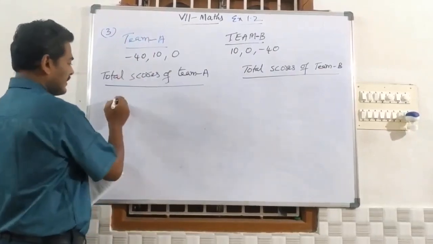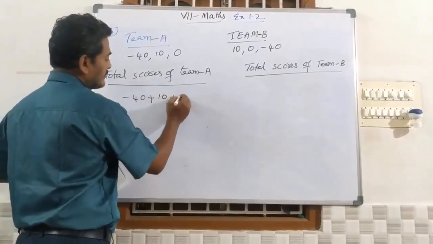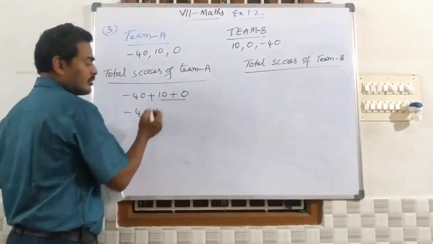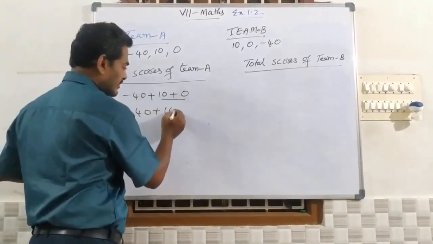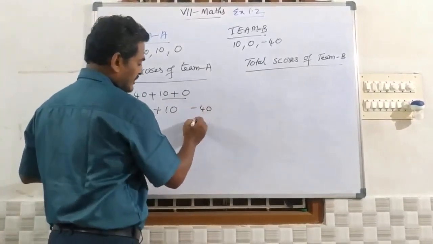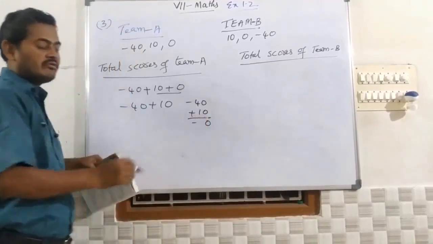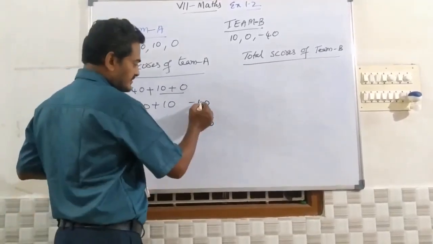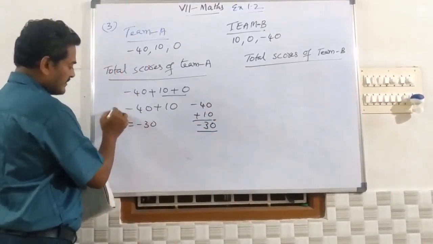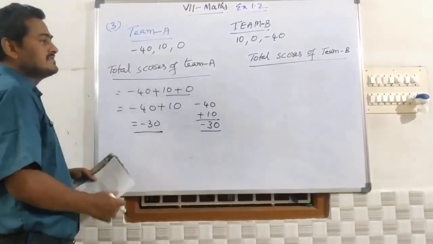Now come to team A. Minus 40, total means we can add: plus 10 plus 0. Any number plus 0 is the same number. Now here we have different symbols, minus 40 plus 10. Different symbols means we go for subtraction. 4 minus 1 is 3, that equals minus 30. So the total score of team A is minus 30.